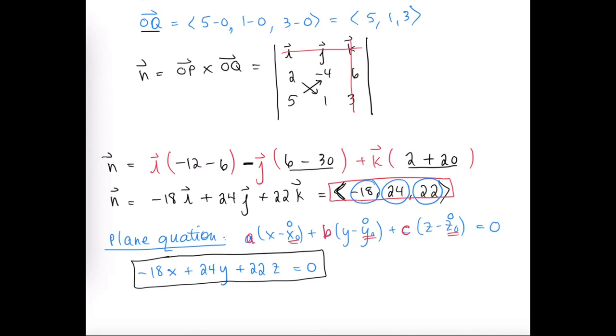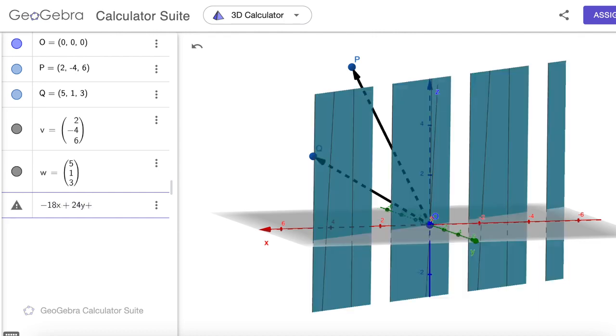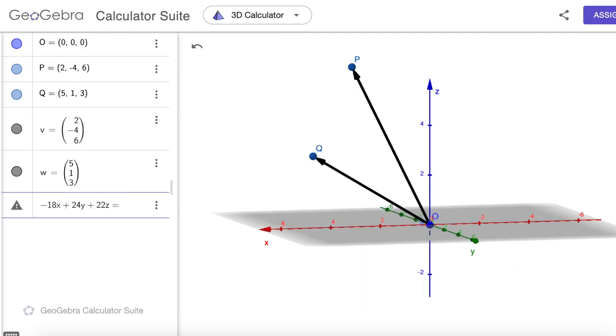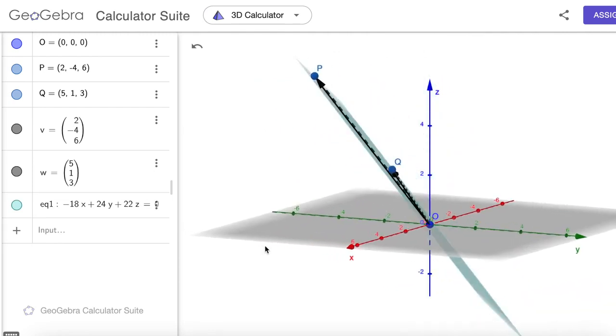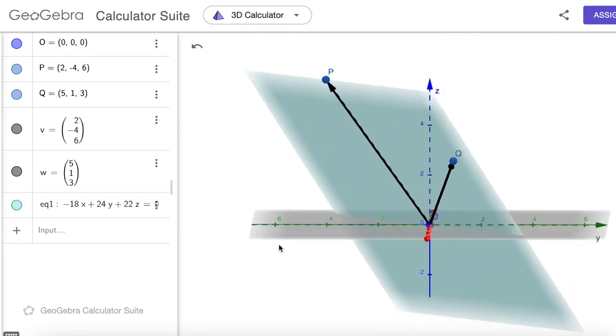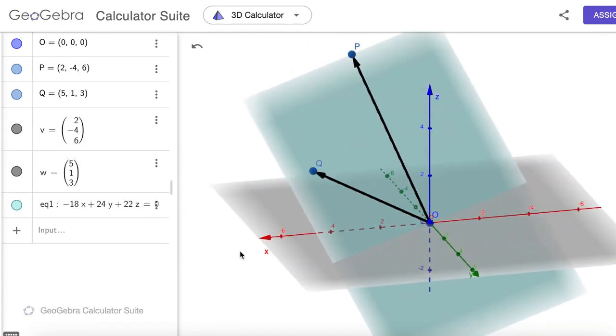And we'll now want to take this over to GeoGebra to check our answer. So here we are back over in GeoGebra, and we're going to input our plane equation to check our answer. So we'll input negative 18x plus 24y plus 22z and set that equal to 0 to see our plane. Now we just want to rotate this around to see if it does look to pass through our 3 ordered triples. And yes, it looks like we have calculated the correct plane equation, verified in GeoGebra.